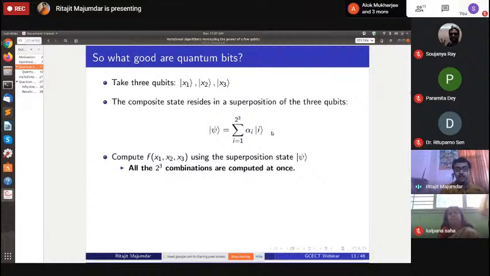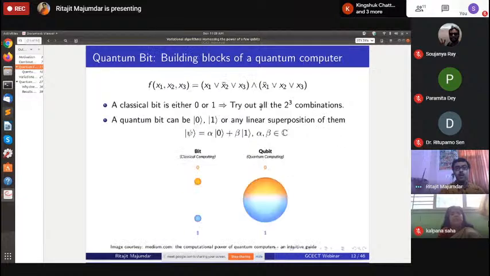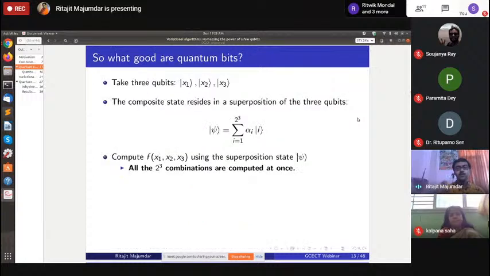Now you compute this function f on this superposition state psi. What happens? All the 2 to the power 3 combinations are computed at once. So what would have required 8 tries now requires a single try. You just apply this function f once on this superposition state psi, and all 2 to the power 3 combinations are computed at once. This is a tremendous power of a quantum computer that you can never have in a classical computer.